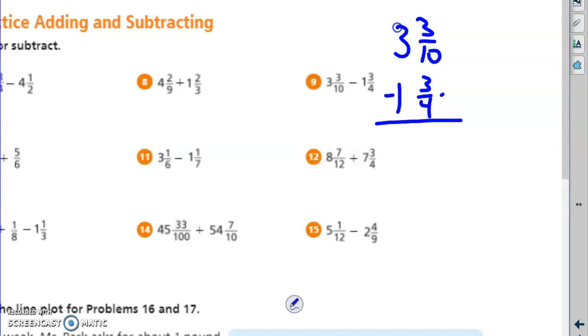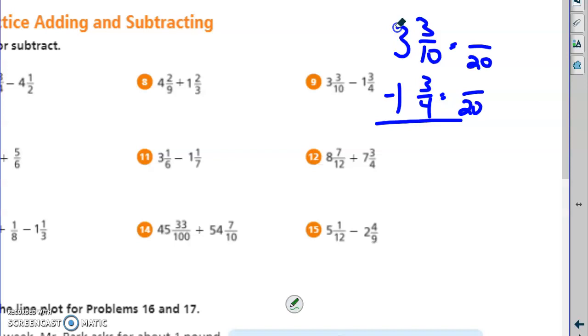Okay, first thing we're going to do, does 4 go into 10? Nope. So 10's the bigger number. Go through your multiples of 10. 10? Nope. 20. Yes, 4 goes into 20. So 20 is our common denominator.